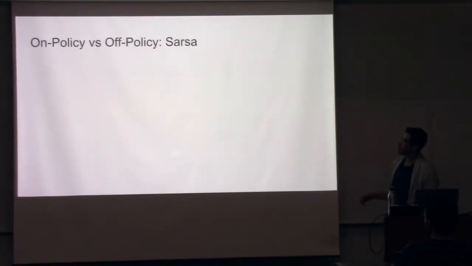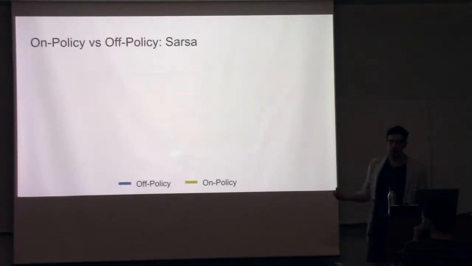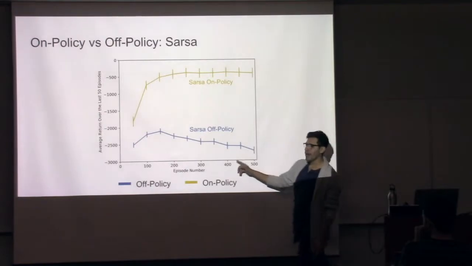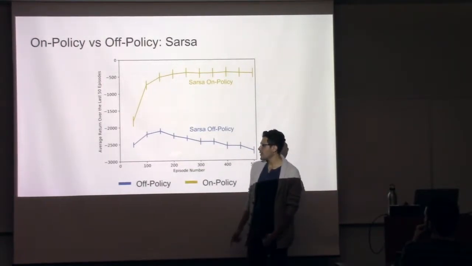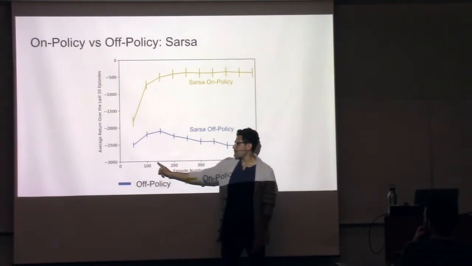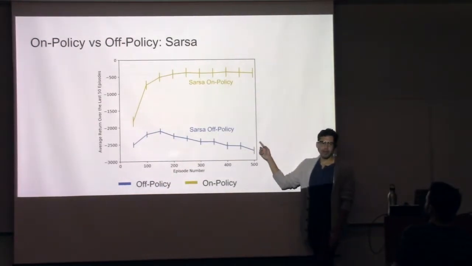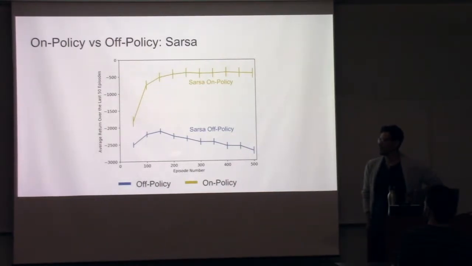Now, let's go first with Sarsa. I'm going to represent the off policy algorithm with a blue line and the on policy algorithm with a yellow line. Now, all the plots are going to follow this format. In the y-axis, we have the average return over the last 50 episodes. That means that if we are at a 100 mark, we're going to take the average from episode 51 to episode 100. These error bars right here are a 0.95 confidence interval using a t-distribution.